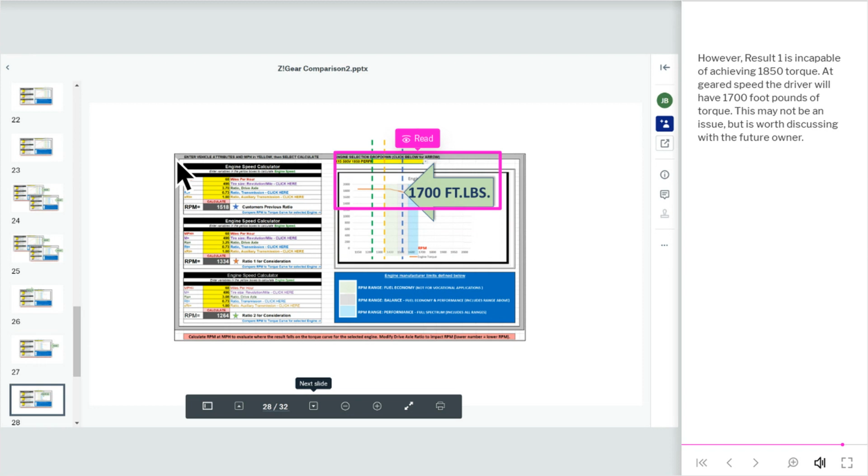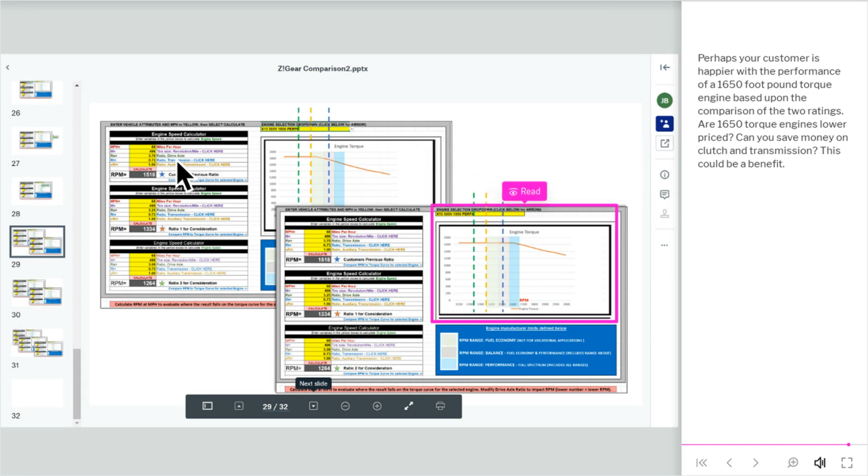However, Result 1 is incapable of achieving 1850 torque. At geared speed the driver will have 1,700 foot-pounds of torque. This may not be an issue, but is worth discussing with the future owner. Perhaps your customer is happier with the performance of a 1,650 foot-pound torque engine based upon the comparison of the two ratings. Are 1,650 torque engines lower priced? Can you save money on clutch and transmission? This could be a benefit.